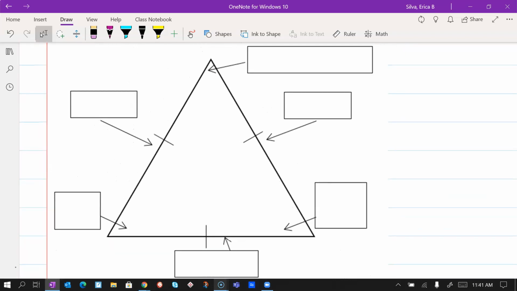Ignore those little squares, just draw the triangle. And notice how we have these little tick marks to represent them being equal sides.